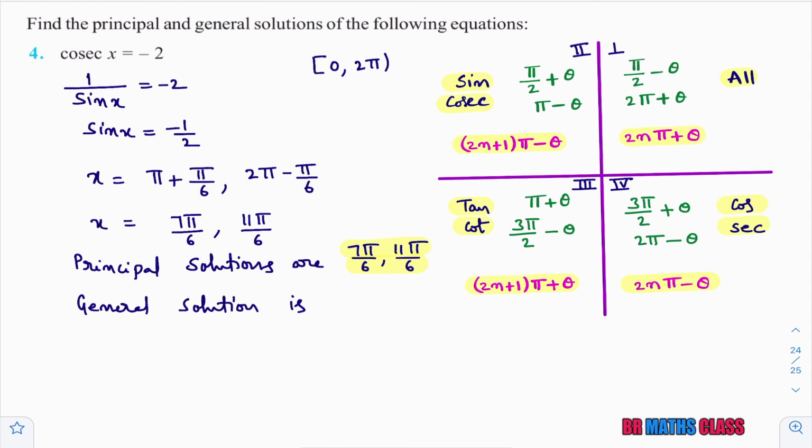General solution: you observe, this is of the form sin x equal to k. General solution for sin x equal to k, we learned the formula in the theory part: n pi plus minus 1 whole power n into alpha. In this, what is alpha? Alpha is the principal solution. Here you got two principal solutions. You can write any one. In place of alpha, here I'll write 7 pi by 6. This is the general solution for the given trigonometric equation. I hope you understand this solution.